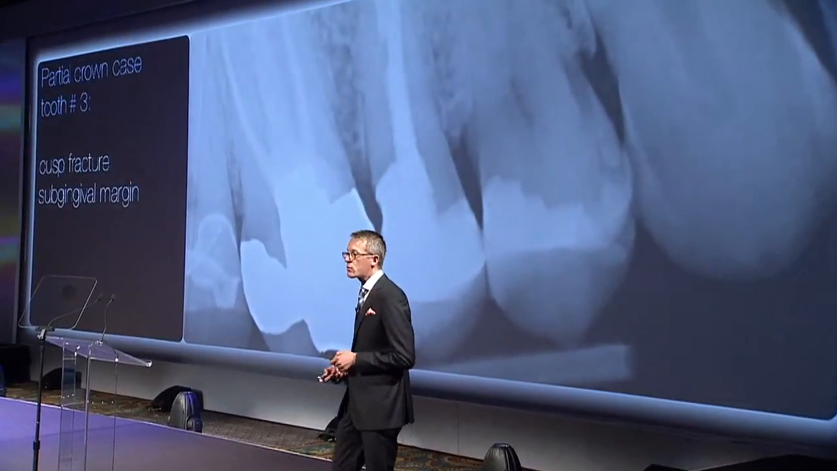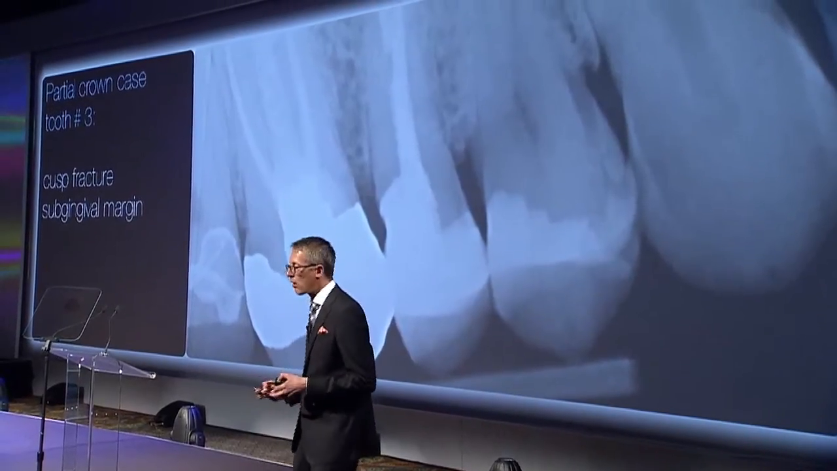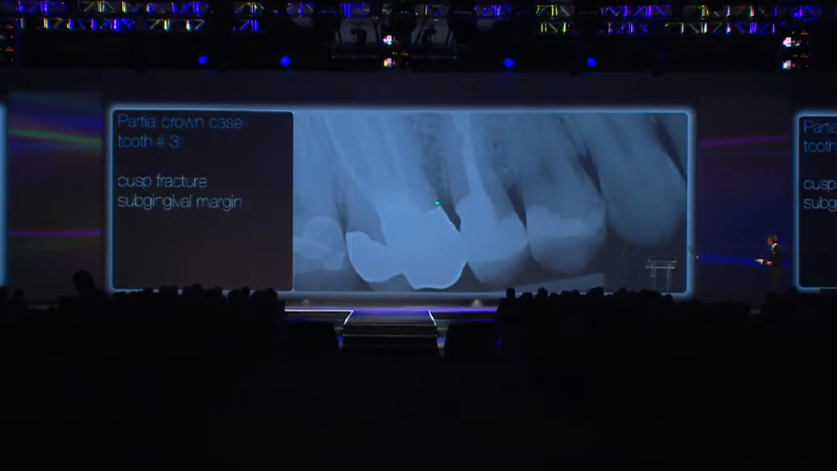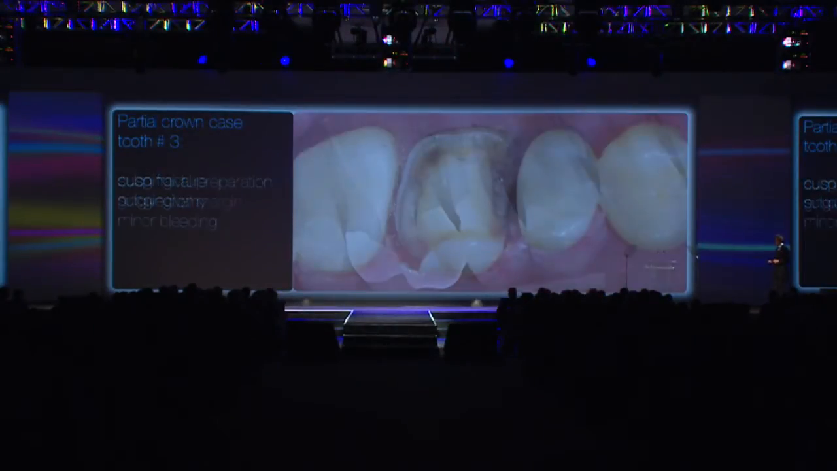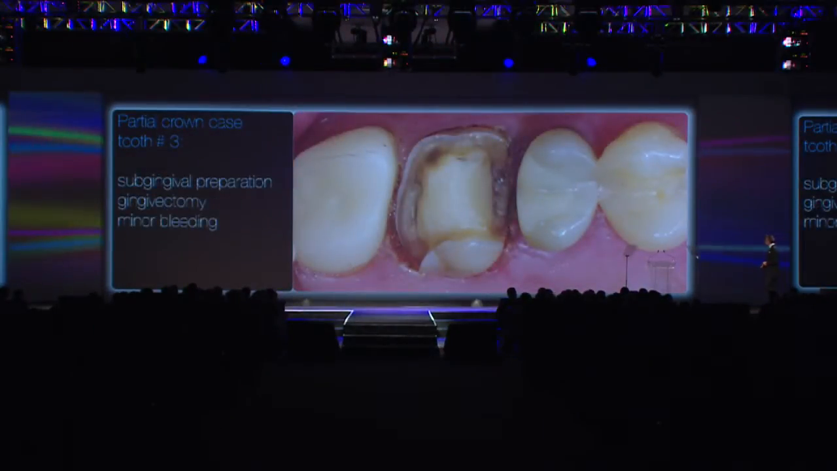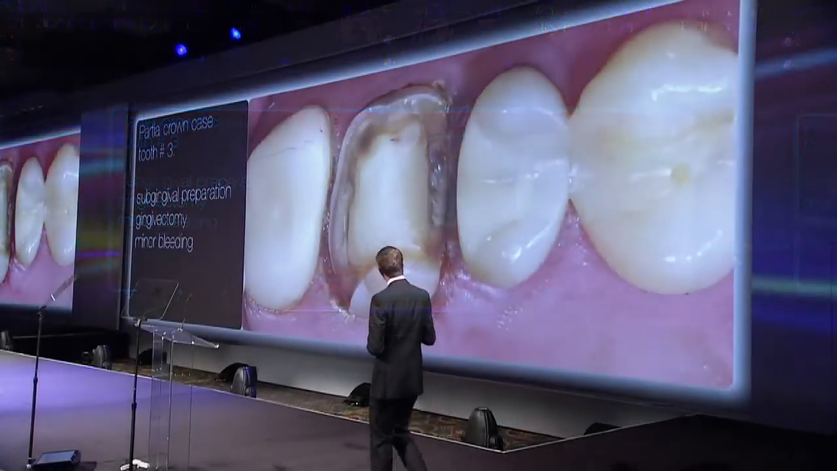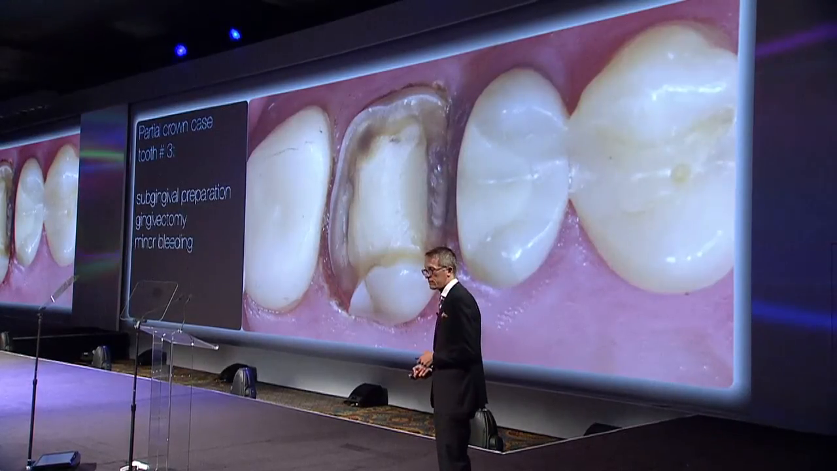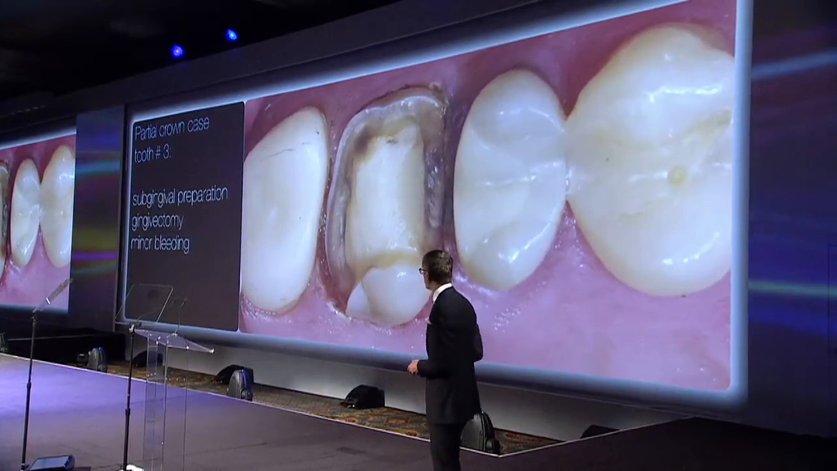Let's have a closer look at some patient cases, our first clinical experiences. Let's have a closer look at this first upper molar here. There was a cusp fracture and the margins were subgingival. So I had to remove every old filling material, and this is the subgingival preparation for this partial crown. And in this area I had to do gingivectomy because the margins were subgingival.